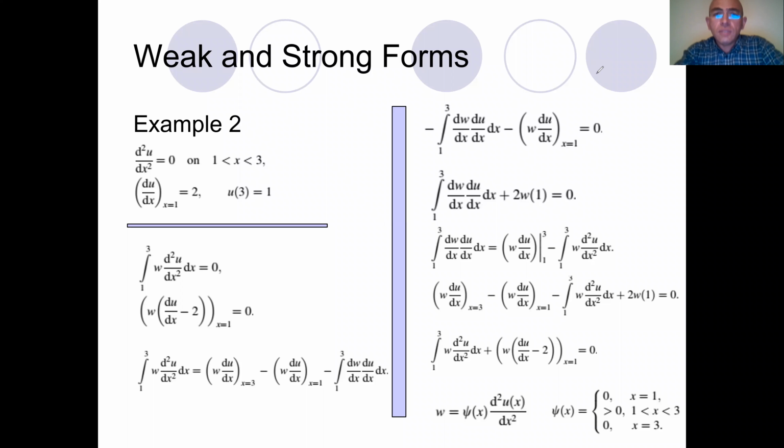Okay, so now let's continue with example 2. Again, we are given a strong form. It is the second derivative of u with respect to x equal to 0, and the domain is between 1 and 3. Now, at x equal to 1, the derivative of u is prescribed, so du/dx is equal to 2. And at x equal to 3, the displacement, or u, the dependent variable, is defined, and it has to be equal to 1.